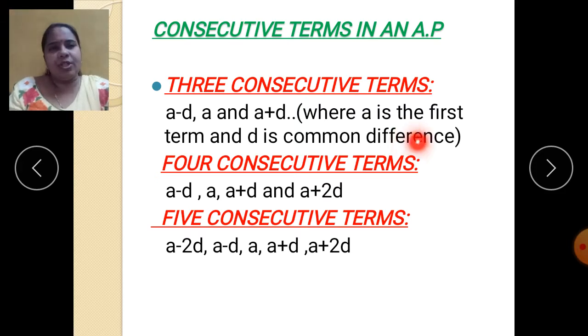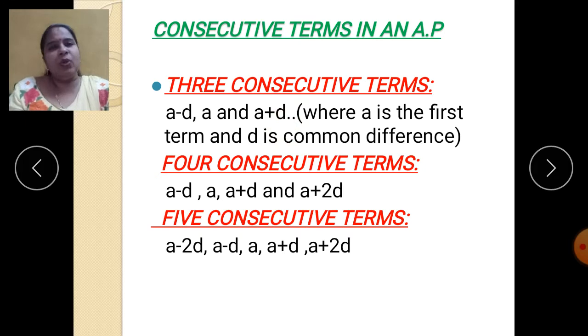So for 3 consecutive terms, the assumption is A minus D, A and A plus D. One more very important thing is you cannot change the order or sequence of this. You cannot write A first, then A plus D and then A minus D. The answer will definitely go wrong. This order only has to be followed.